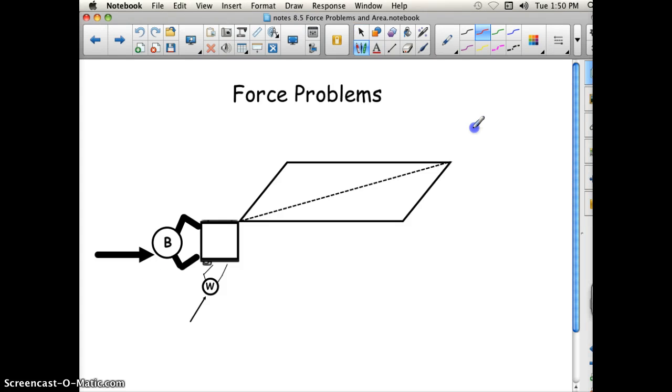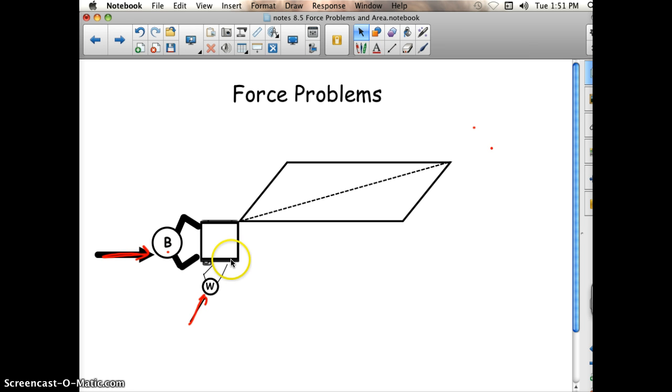All right, today we're going to talk about force problems, which is the application of law of sines and law of cosines. So basically, I've got two guys here moving a refrigerator. I've got a beefy guy and a wimpy guy, and they're both pushing on the refrigerator. The arrows I've drawn here will show which way they're pushing. And you can see this is a big arrow because beefy here is pushing a lot harder than wimpy.